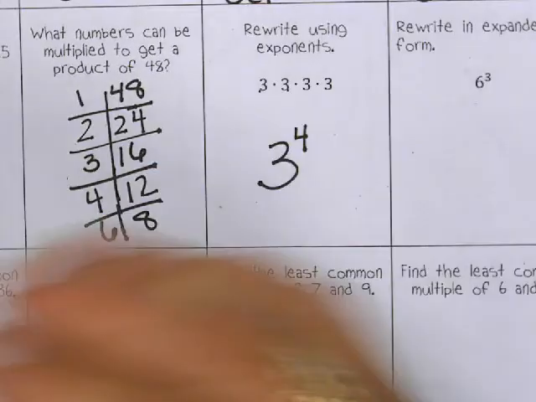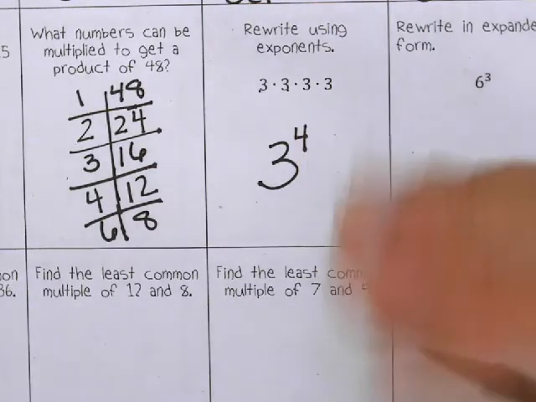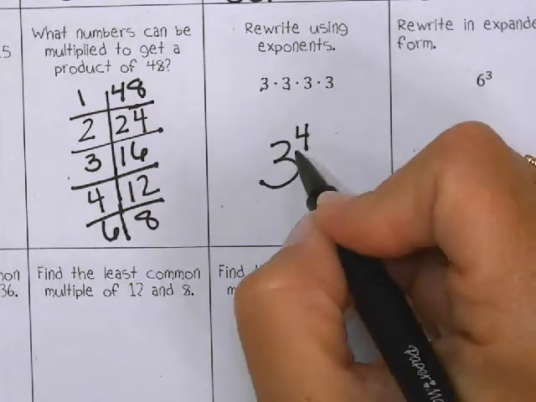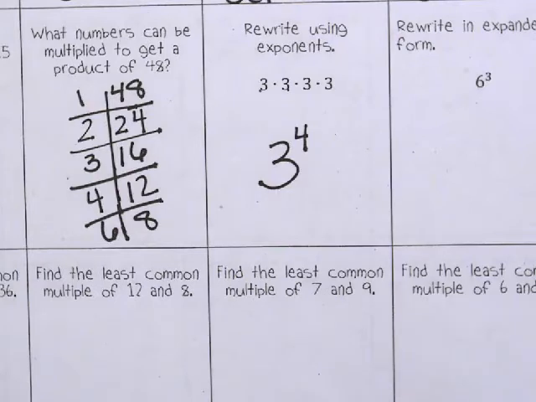Remember, your exponent will always go up and to the right of the base number, and it's a smaller digit. The way we would say this is 3 to the 4th or 3 to the 4th power. That tells us that we're multiplying 3 by itself 4 times.